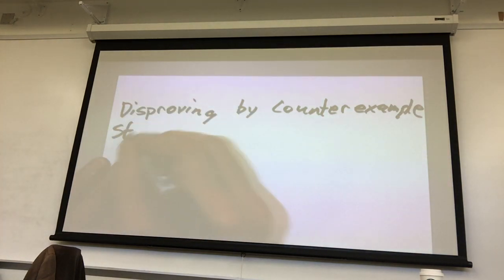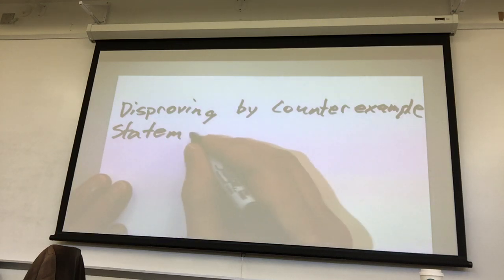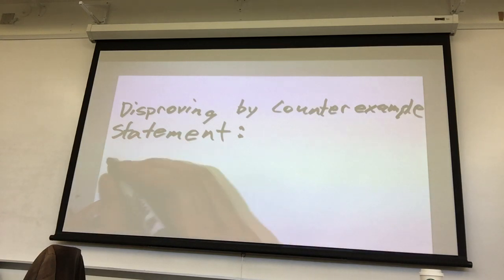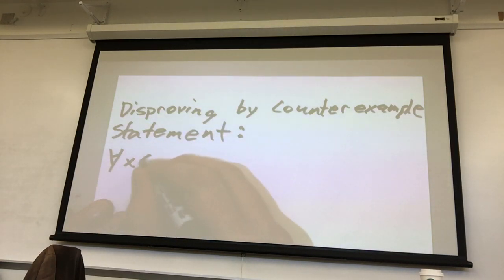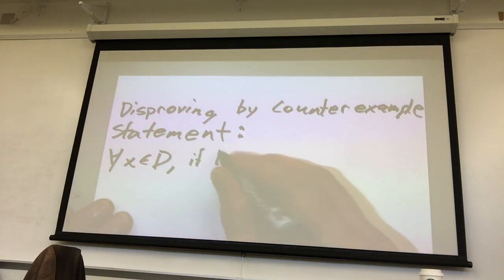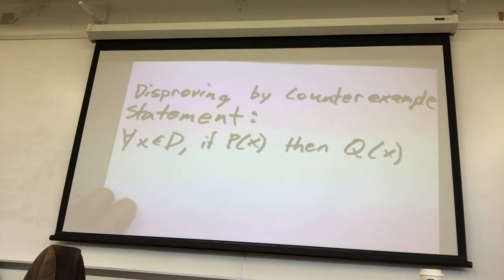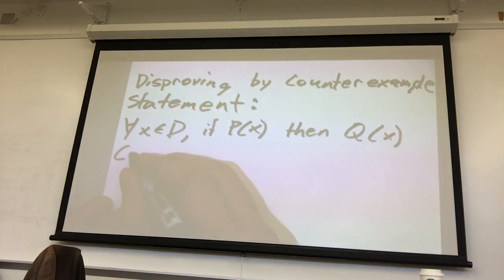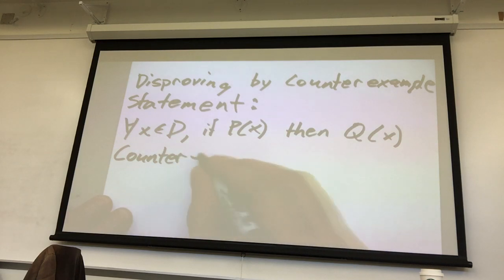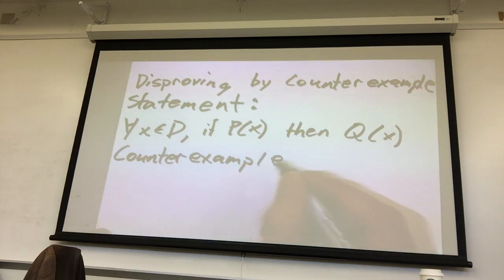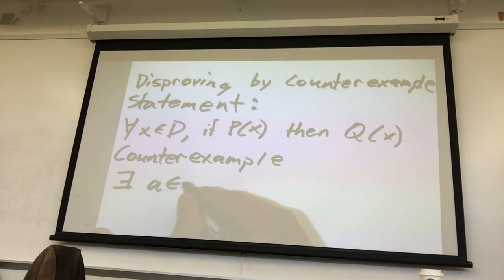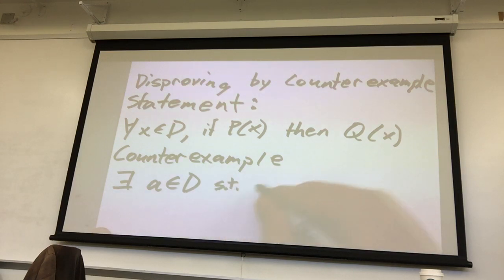Okay. So if you have a statement that you want to disprove, for example the statement that for every x within the domain, if P of x then Q of x. Now, if you want to disprove this statement, a counterexample is that there exists a particular A in the domain such that P of A is true and Q of A is not true.